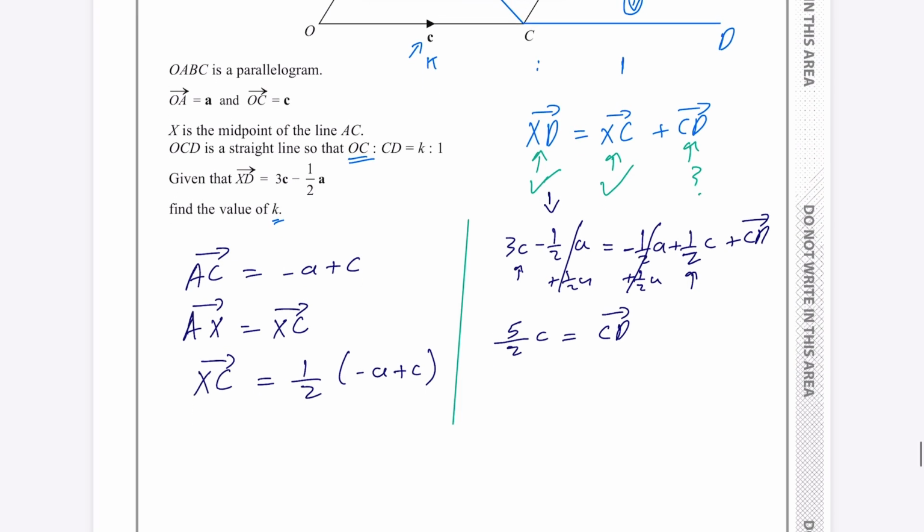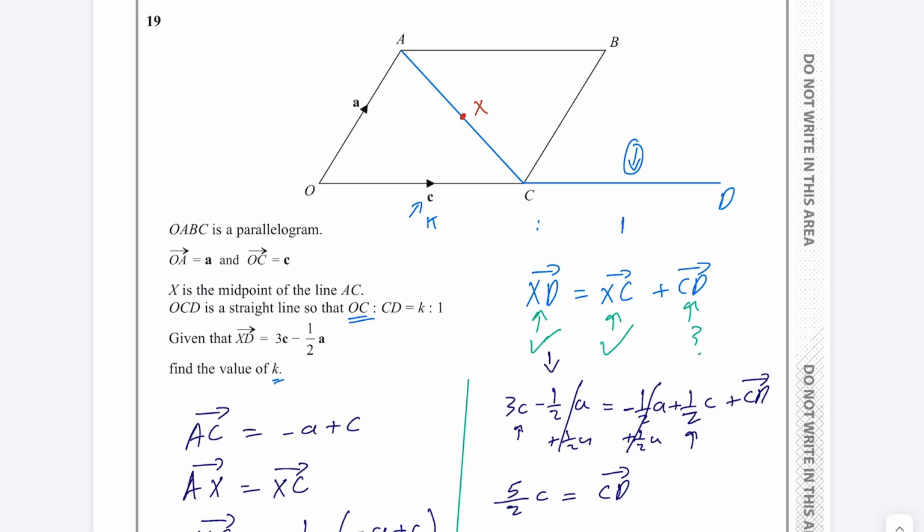So if I now come back up here, we know that this vector from C to D, let me just draw that on, is going to be 5 over 2 C. So now do I know how to find K? Well, how do I go from 5 over 2 C to 1? I'm going to divide it by 2 over 5. So how do I go from C to there? I'm going to divide it by 2 over 5. And then that becomes K is equal to 2 over 5.